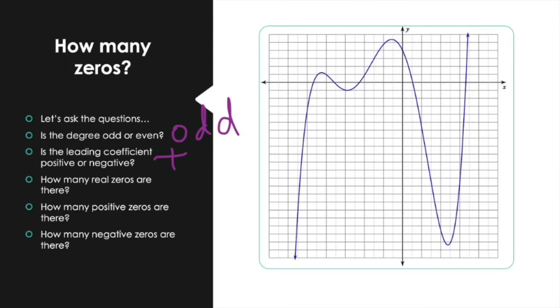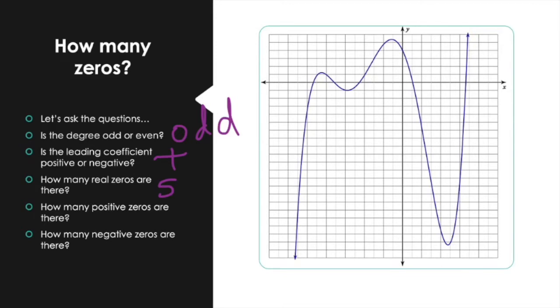How many real zeros are there? The real zeros are how many times it crosses the x-axis. The x-axis is right here. It crosses 1, 2, 3, 4, 5 times. So the real zeros are 5.